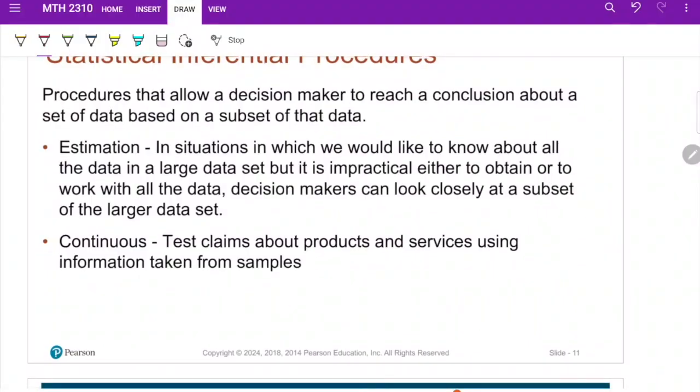After that, we can do some estimation and hypothesis testing about the population. We're going to speak about this later.